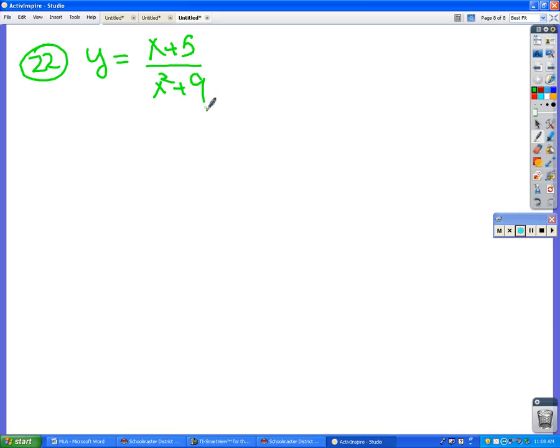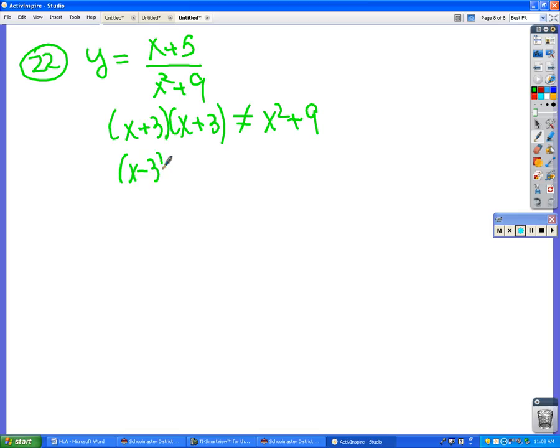Okay, so the top is already good, but what about the bottom? Isn't there a discontinuity of 3? Okay, hold on. X plus 3 times x plus 3 does not equal x squared plus 9. Because if I FOIL this out, x times x is x squared, 3 times 3 is 9, but you're forgetting about the outside and the inside, which would give you 6x. So that won't work.